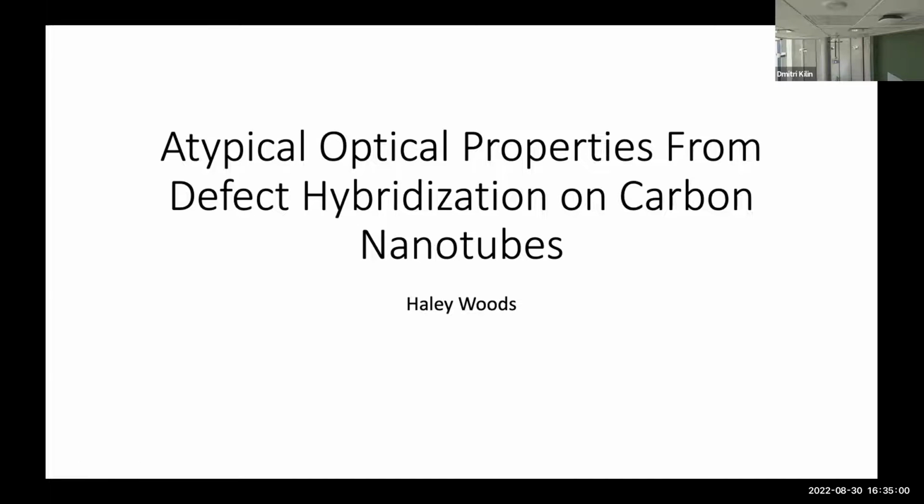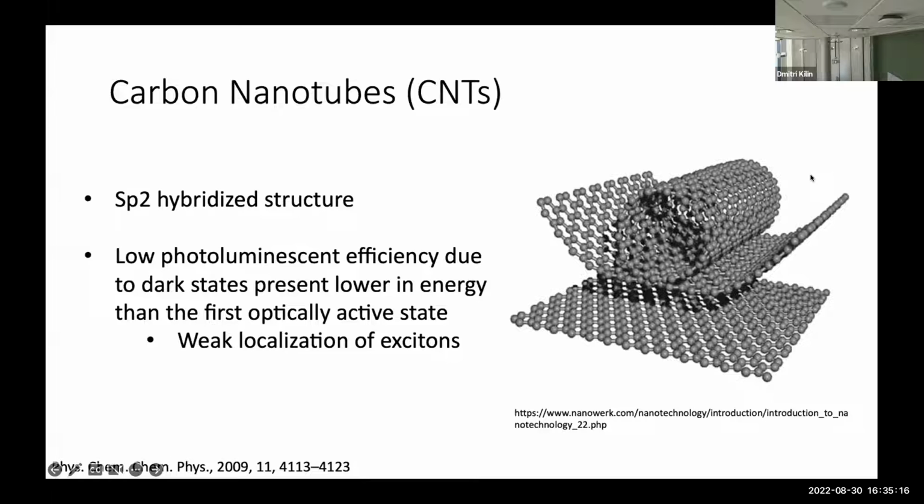So thank you all for listening to my talk today. I'll be presenting a mini research update where we've noticed some atypical optical properties from sp3 hybridized and sp2 hybridized functionalized carbon nanotubes. So first, carbon nanotubes.